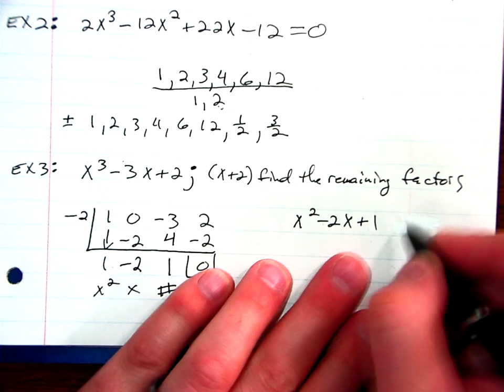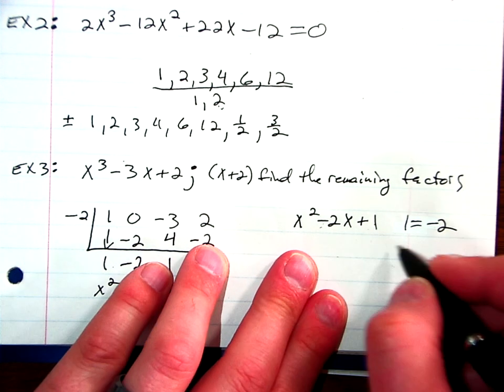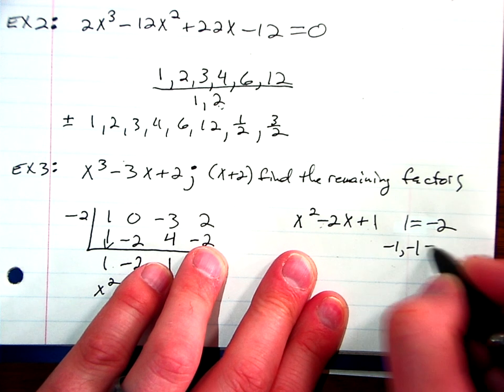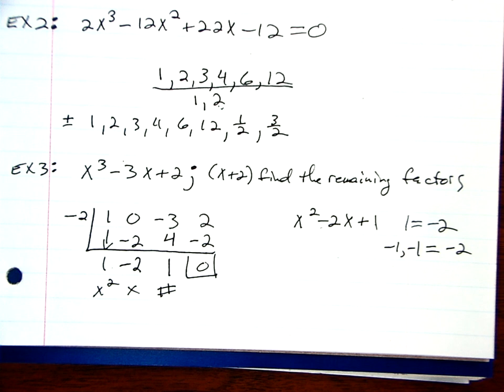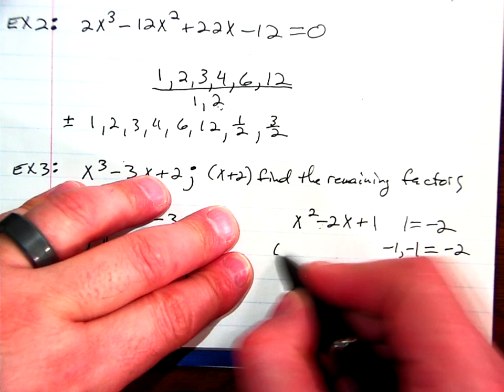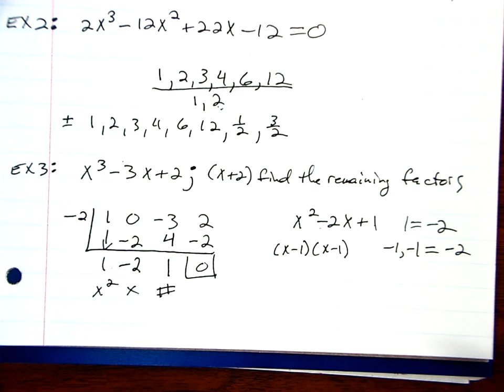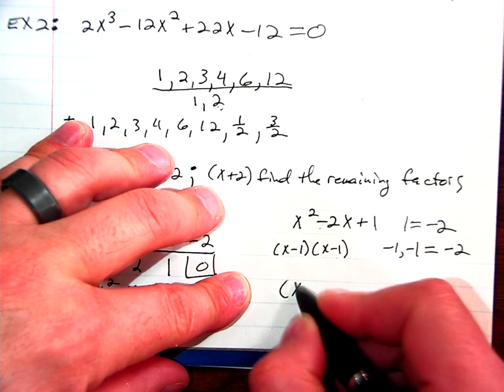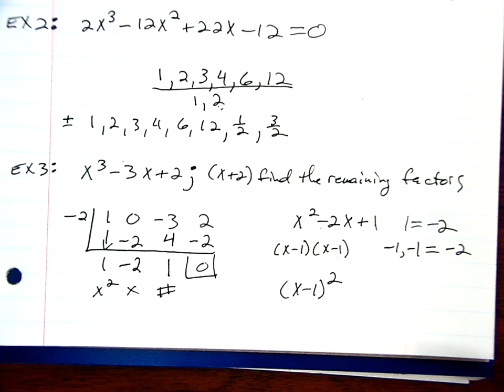We need factors of 1 that equal -2. Signs are the same, they're both negative. -1 times -1 equals -2. So that worked, correct? Jonah, do you see that? All right, so I can write this as x minus 1, x minus 1. Is that the best mathematical way of writing x minus 1 times x minus 1? So I can rewrite it as x minus 1 squared. You are done. That's your final answer.